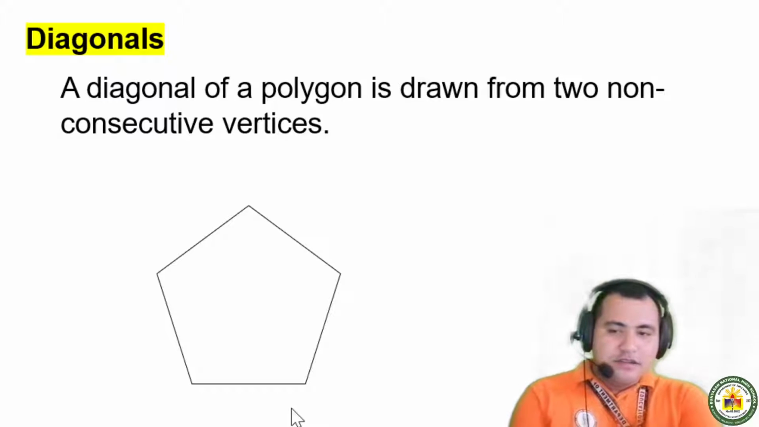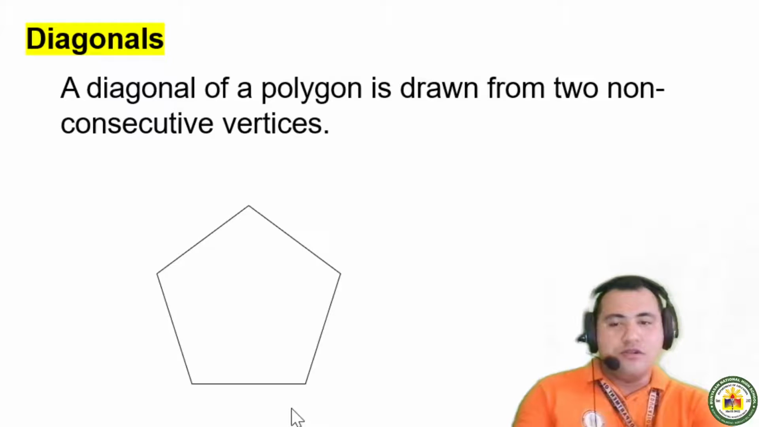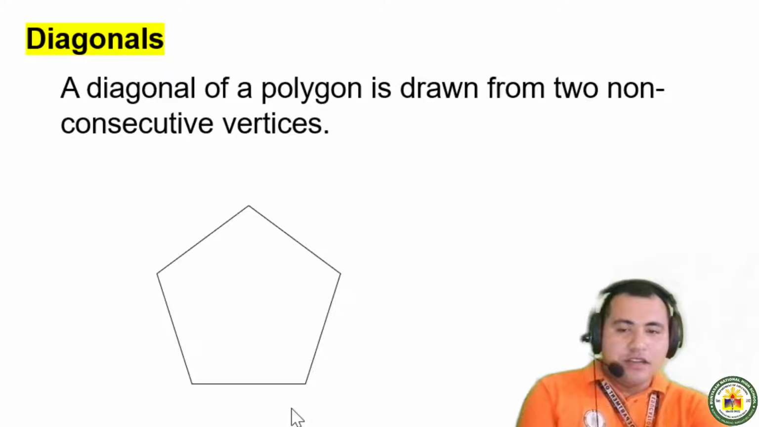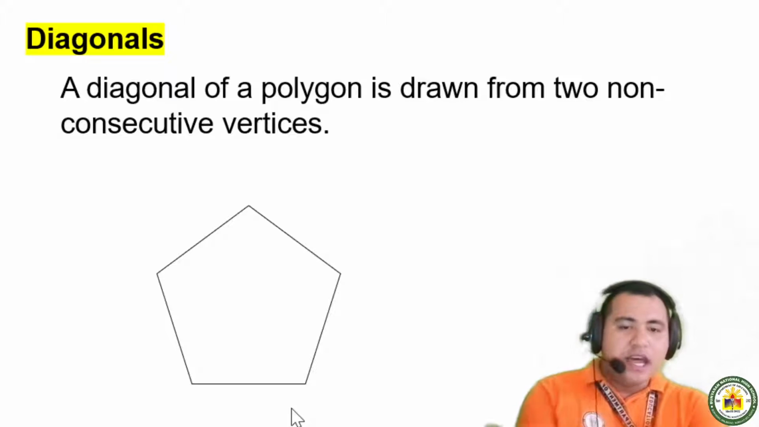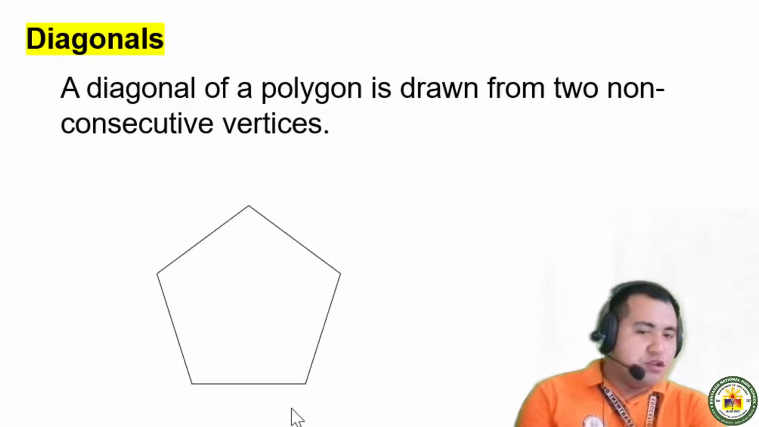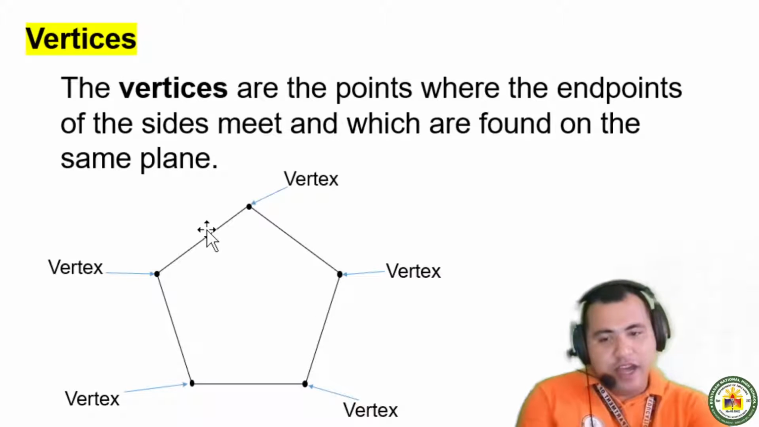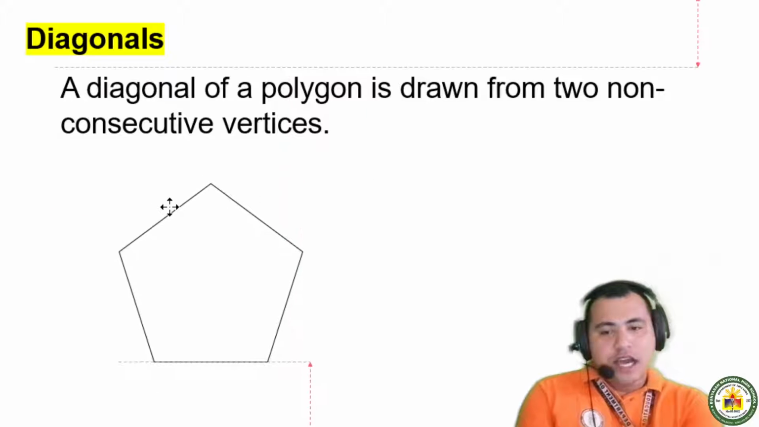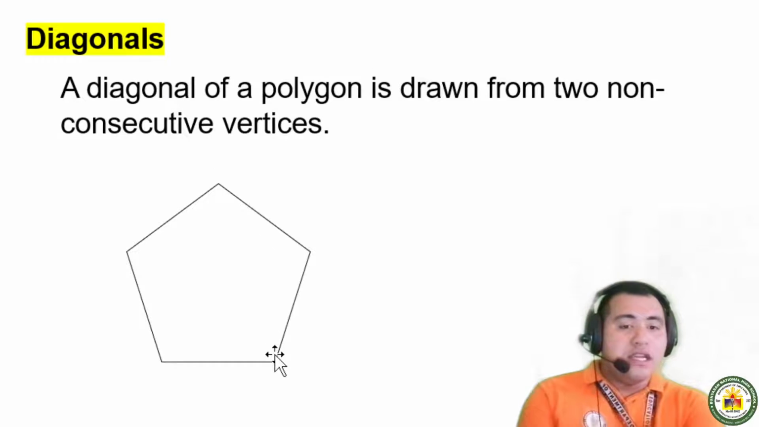Okay, diagonals. A diagonal of a polygon is drawn from 2 non-consecutive vertices. Ang diagonal of a polygon, mao ni ang linya nga mo-connect sa two non-consecutive vertices. So in this figure, for example, this pentagon, pila ka vertices? Yes, there are 5. Kung magdrawing ta og linya nga magkonek sa 2 non-consecutive vertices, tawag nato na nga linya as diagonal.